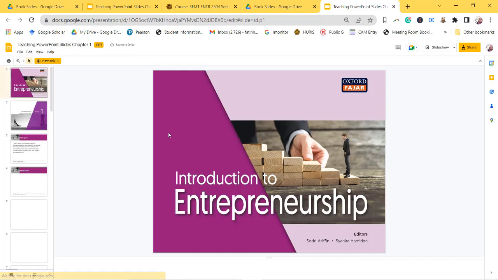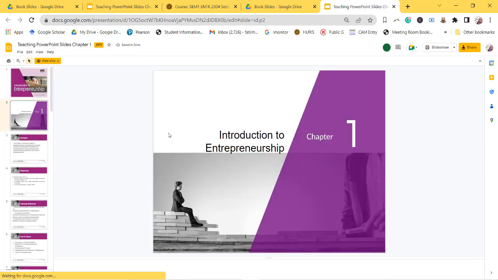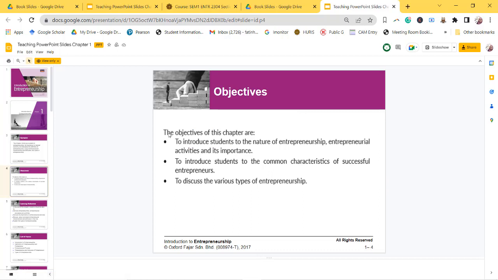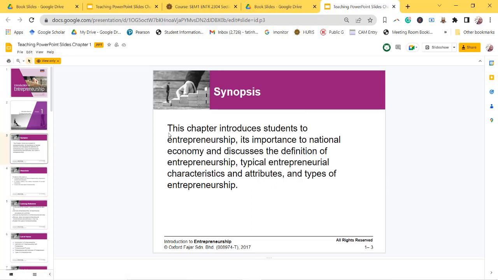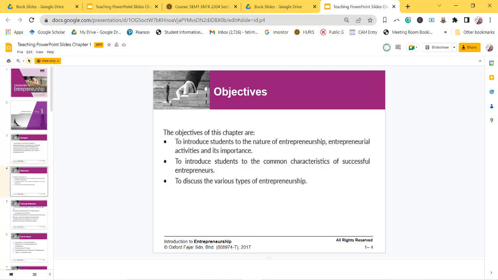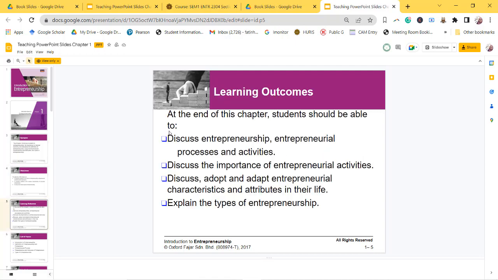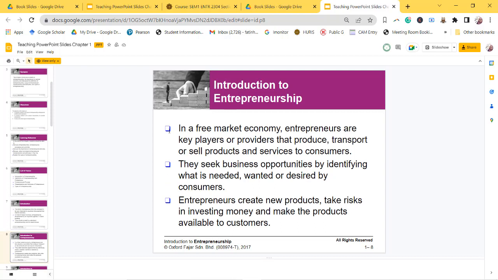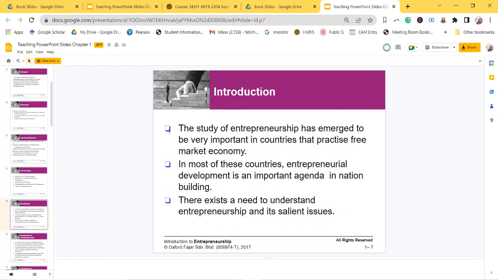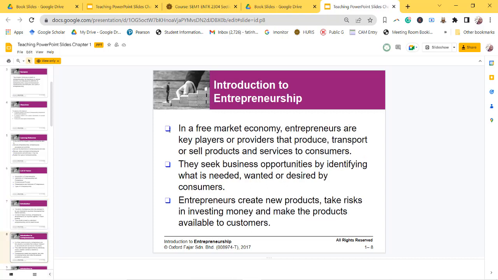So chapter 1 is talking about introduction to entrepreneurship, the definition of entrepreneurship, characteristic and types of entrepreneurship. Okay, so entrepreneurship has been used by, I can say, anything in this world, even hospital industry, services. So everything needs entrepreneurship, entrepreneurs.